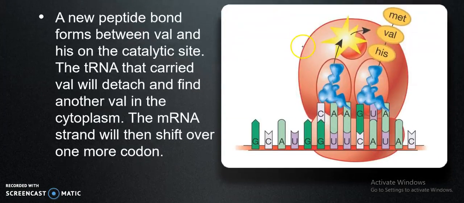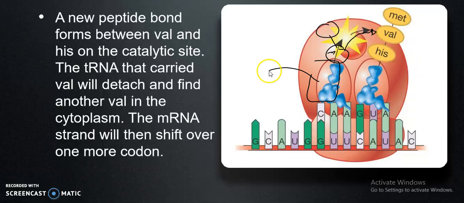So during the translation process, a new peptide bond forms between valine, histidine, and the catalytic site here. So the tRNA that carried valine will detach. Well, this is where valine is, together with methionine. They were catalyzed, so this is now where they went. They were connected through a peptide bond because of the catalytic site. Okay, and then what will happen again to this? This tRNA will now go back to the cytoplasm and look for another valine to attach himself, and then go back again to the ribosomes.